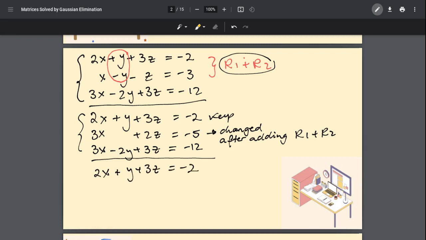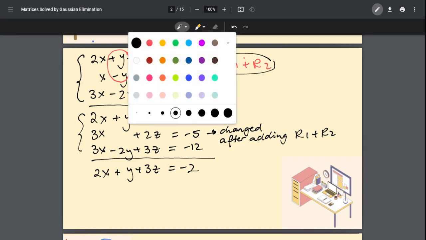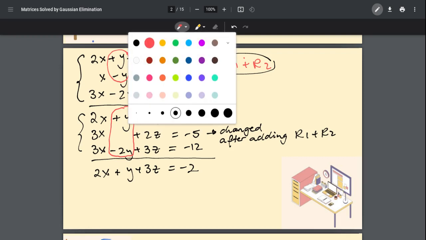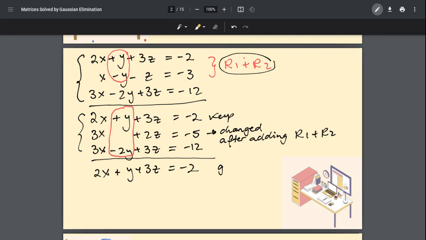And now I need a plan. What do I want to do? Okay, what do I want to do? I want to get rid of the y right here. So in other words, I'll be adding, okay, get rid of the y again. And so I'll be adding my row 1 and row 3. But for it to make sense, I have to double row 1.